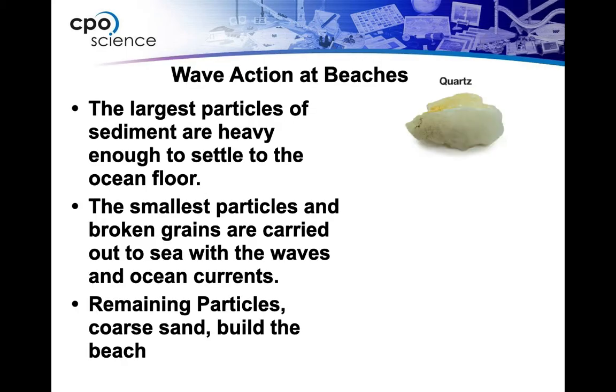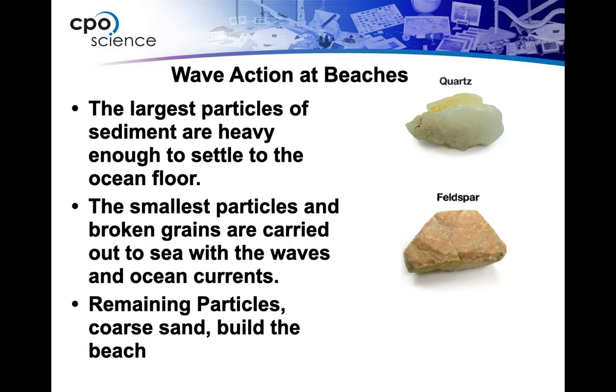So talking about wave action at beaches, and I mentioned this a little bit before, the largest particles of sediment are usually going to be heavy enough that they're going to settle out to the ocean floor. The smallest particles and then the broken grains are carried out to sea with the waves and ocean currents. What's left is what we call the coarse sand.